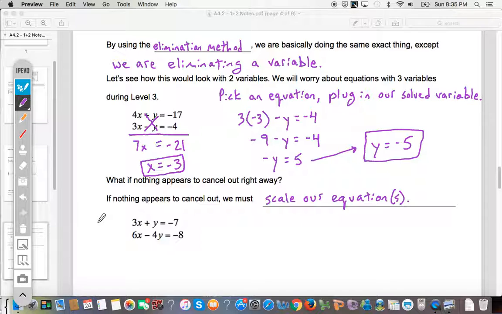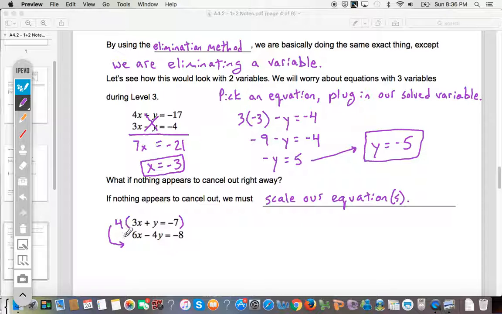Okay, so if we take a look at these two equations, if we were to pick our x, we could multiply this top equation by negative 2. That would get us the opposite of 6x. That would give us negative 6x. So that could work. Or we could pick the y. If this y were positive 4y, it would cancel out with this negative 4y, and we'd be all set. Okay? So again, it does not matter which variable we take. I'm going to pick this one. Okay? So I'm going to multiply this entire equation, or scale it, by 4.